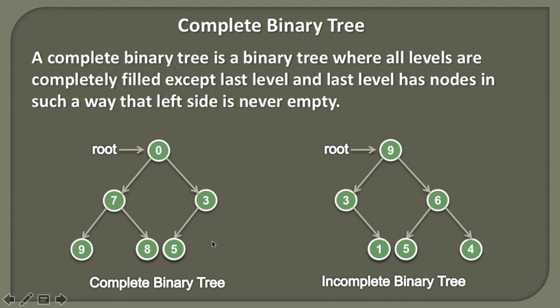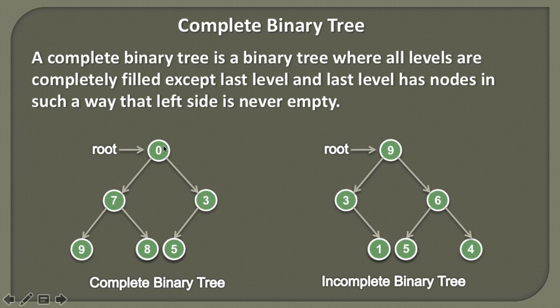By the left side we mean that in example 2 you can see level 1 is complete, level 2 is complete, but level 3 is not complete, and the last level is not completely filled. But by the second property, the last level has nodes in such a way that the left side is never empty. Here you can see one left side is empty. Therefore it's not a complete binary tree. So we call it an incomplete binary tree. Though its last level is not completely filled, there is one missing left node.